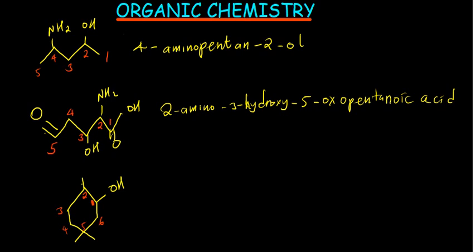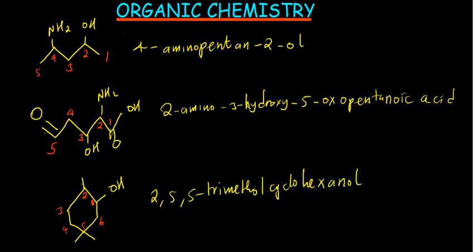So to name it, we first state the positions of the other groups. Position number 2, we've got a methyl. Position number 5, we've got 2 methyls. So this is 2, 5, 5 trimethyl. And then this is a cycloalcohol. So cyclo, it has 6 carbons. So cyclohexa, we'll just put ON. It was supposed to be hexane. Remove the E at the end and put O. There's no need of stating the position, because we always start counting from where the OH is. So that is going to be the name. 2, 5, 5 trimethyl cyclohexanol.